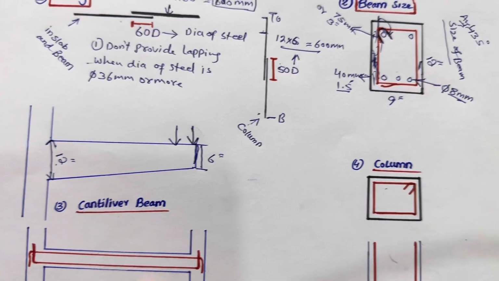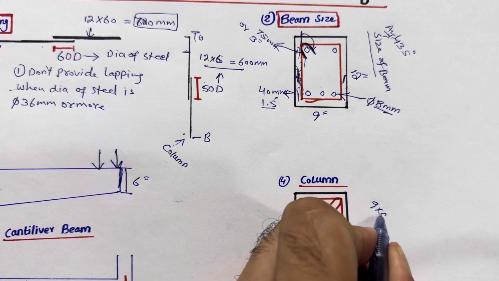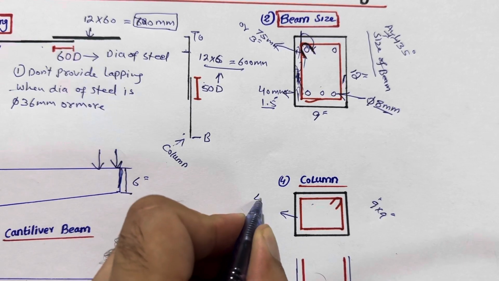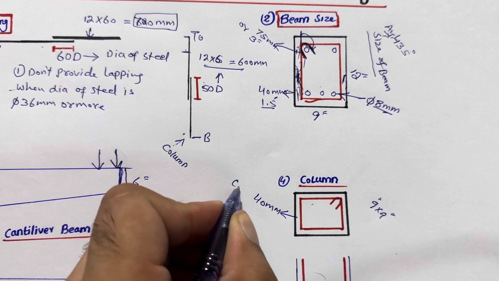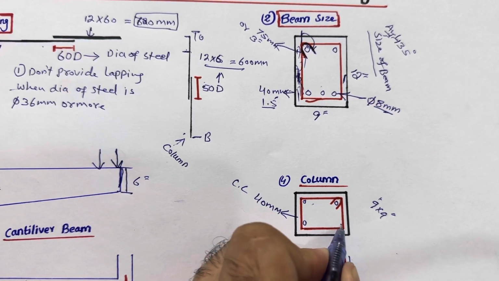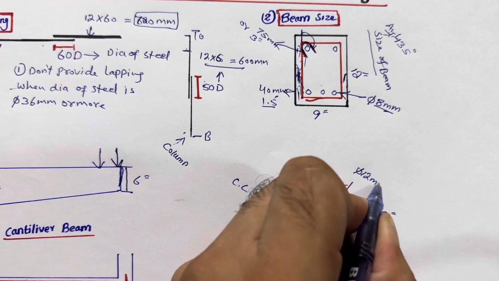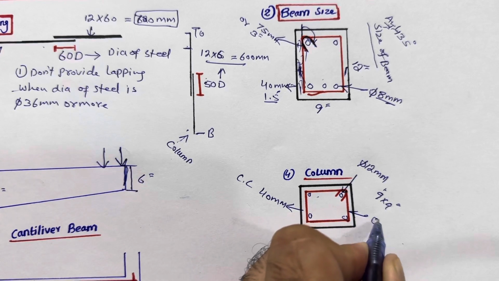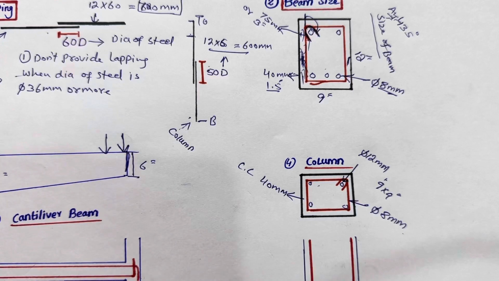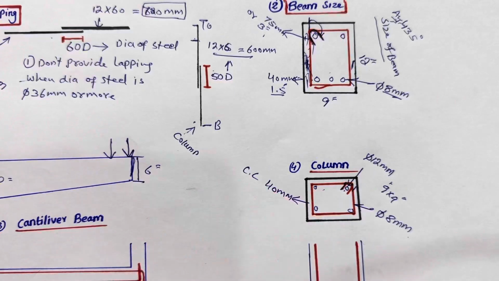Next one guys, you can see the fourth one. The minimum size of the column should not be less than 9 inches by 9 inches with 4 numbers of steel rods. Same guys, the concrete cover should be 40 millimeter. Use minimum 4 bars, and the diameter should not be less than 12 millimeter. The stirrup diameter, as we discussed, 8 millimeter, with the spacing of 6 inches. Concrete cover we already discussed. The hooks, as we discussed, 75 millimeter, and it should be made at 135 degree.